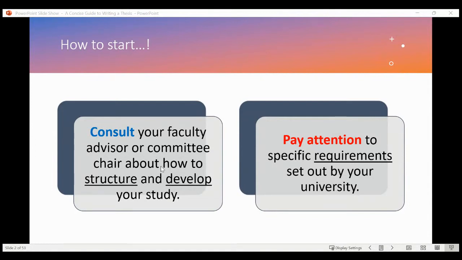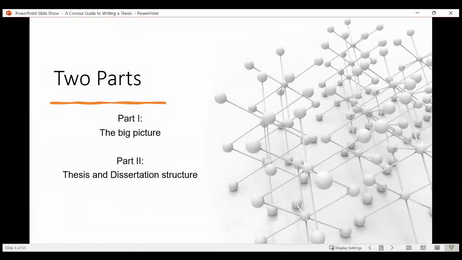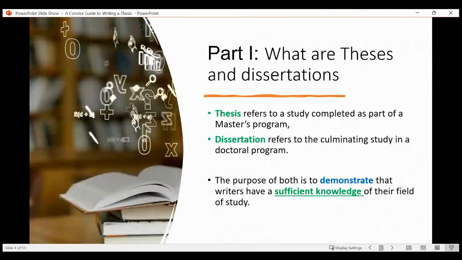So what I'm going to share with you are the main elements that you need to take into consideration when writing your thesis and dissertation. The first step here is to consult your advisor and to pay attention to the requirements provided by your university. In my presentation, I'm going to focus on 2 parts. The first one is the big picture. The second part, which I know you are looking for, is the structure of a thesis and dissertation. So let's start by defining the meaning of thesis and the meaning of dissertation.